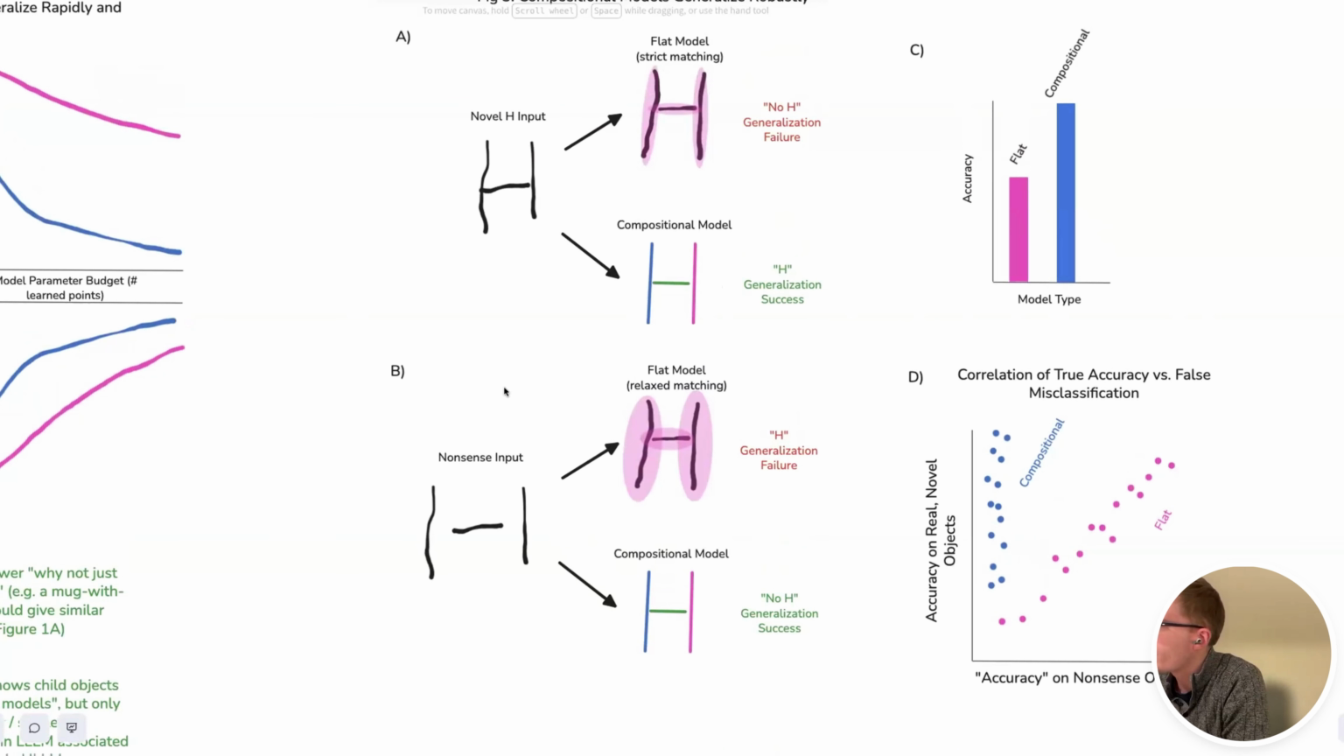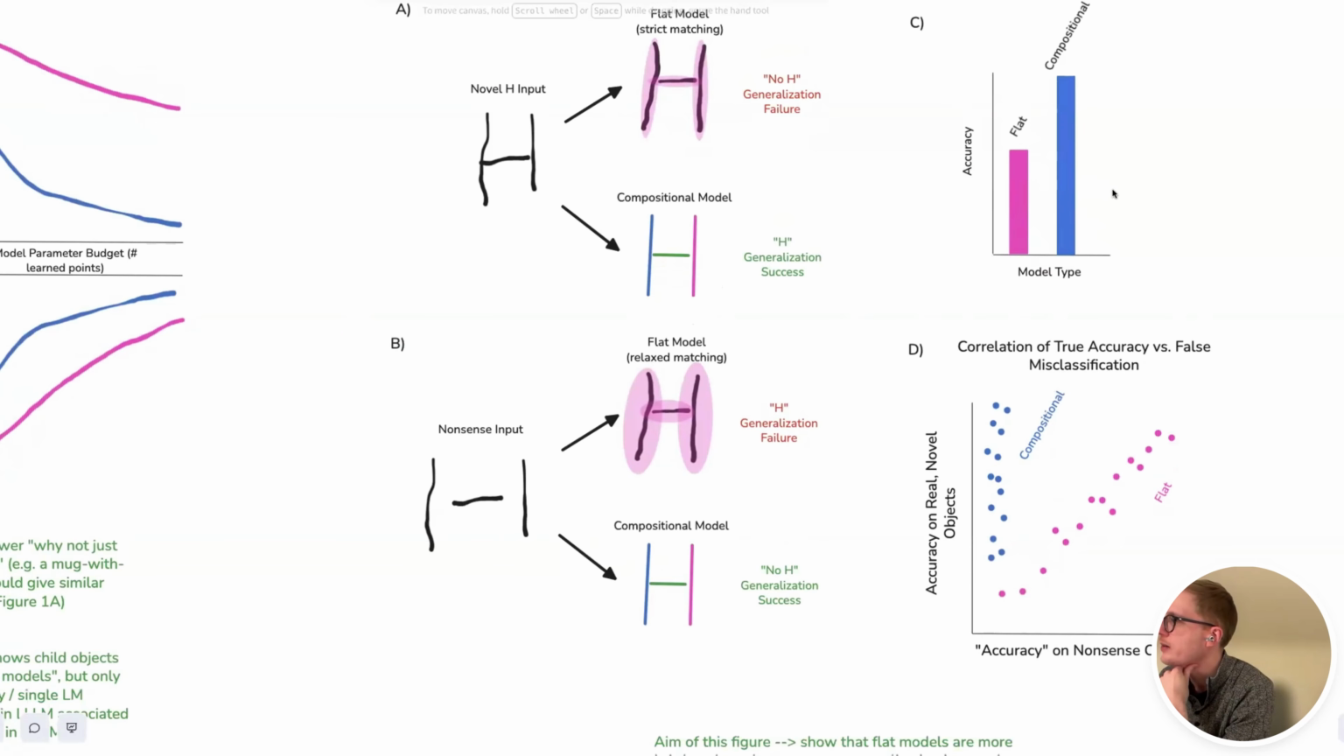And this is kind of showing that intuition. You can imagine quantitatively, we might look at accuracy, the flat model versus the compositional, and the compositional would be better. And then we could drill down into that and maybe look at the correlation of accuracy on these kinds of objects versus misclassification on nonsense inputs.